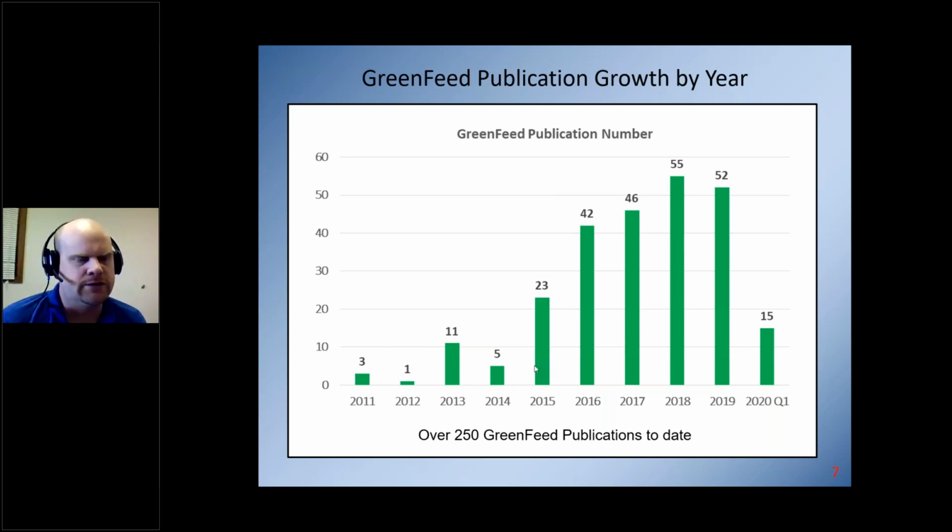In about 2015 and 16, after validation occurred and the early adopters started publishing, there was sort of a breakthrough where we noticed a very quick increase in publication rate. And in fact, in the last couple of years, there's been easily more than 50 publications a year that have come out. And it looks like through 2020, we're on track to probably surpass previous years.